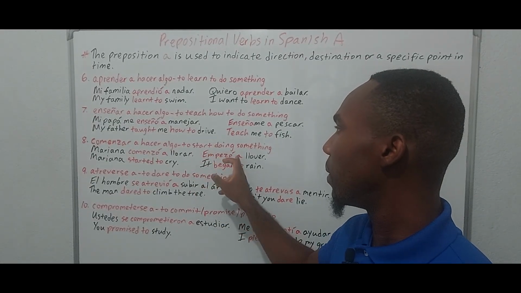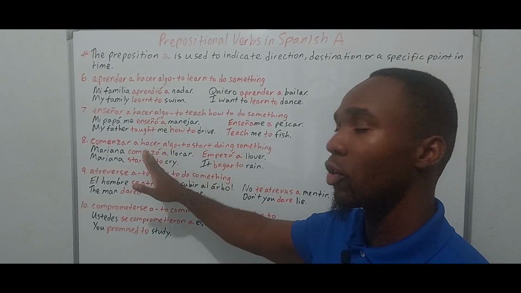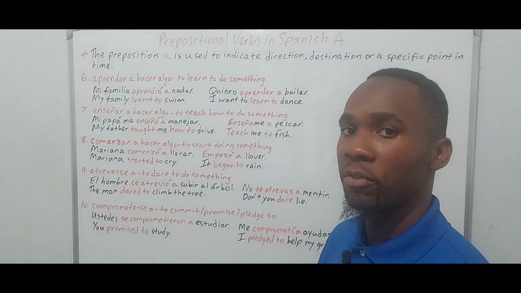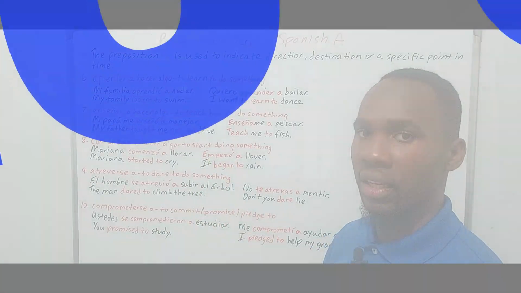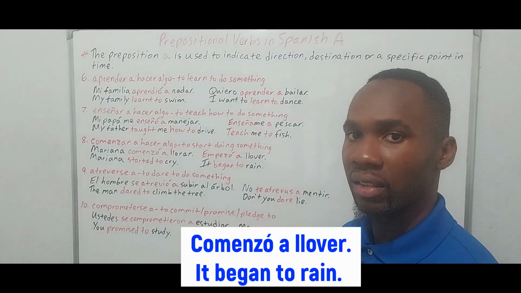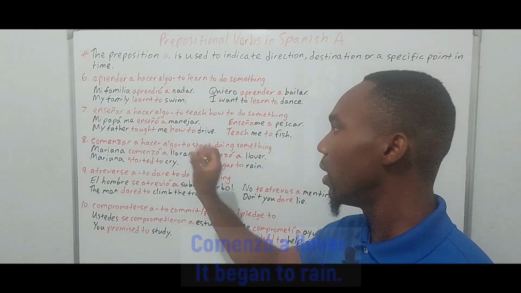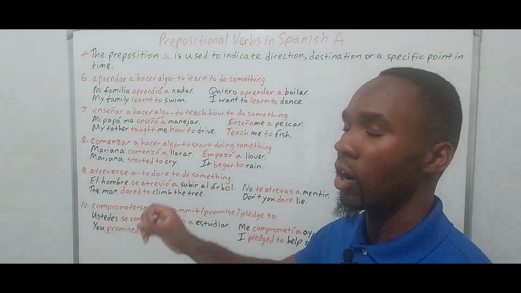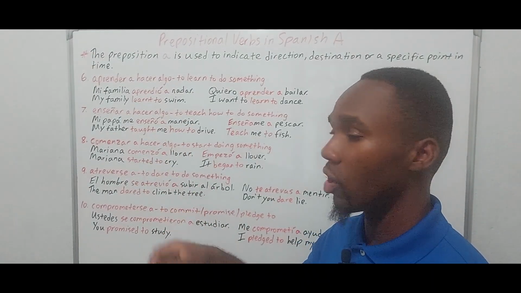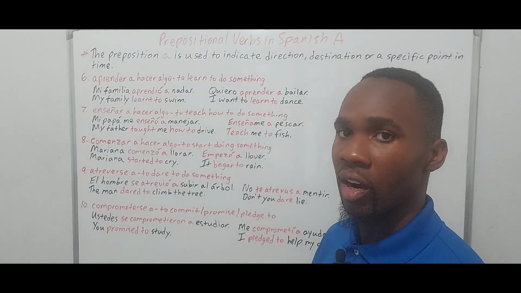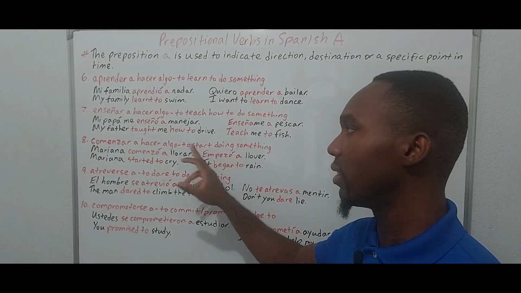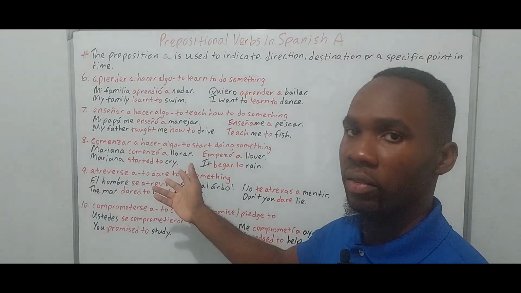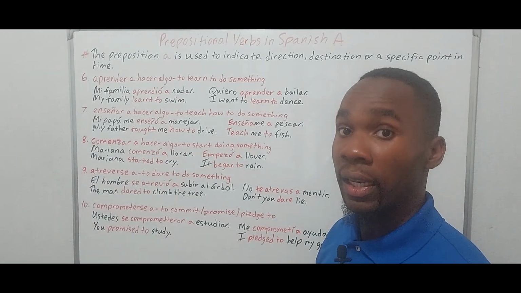Now, I use empezar here because empezar and comenzar are synonyms. They both mean to start. All right? So I could say comenzó a llover, and that means the same thing. So empezar and comenzar are synonyms. They're conjugated the same way. They are synonyms. All right? So this is why I have empezar here instead of comenzar. Right? Because they function alike.